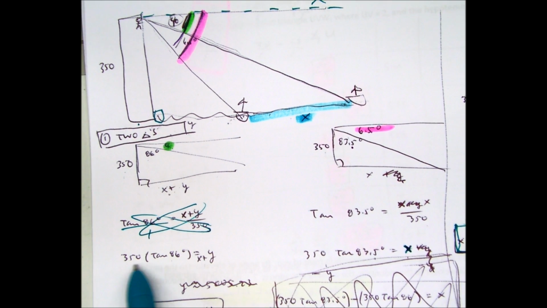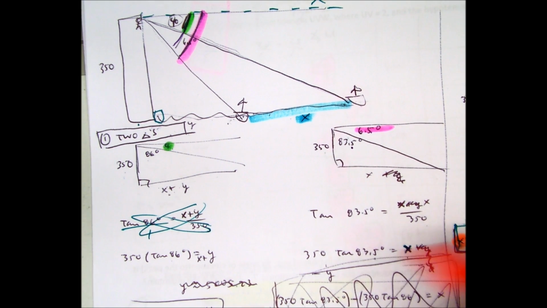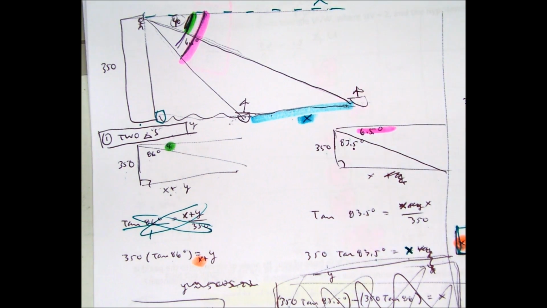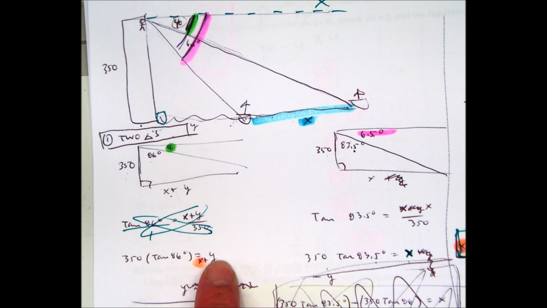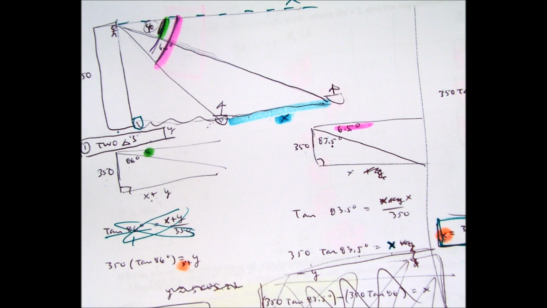I have 350 tan 86 equals x plus y. I'm trying to get both of my equations here set, they're both equal to x, because that's what I'm trying to solve up here. Does that make sense? So all I have to do there is just subtract y, and I get x by itself. X equals 350 tangent 86 minus y.